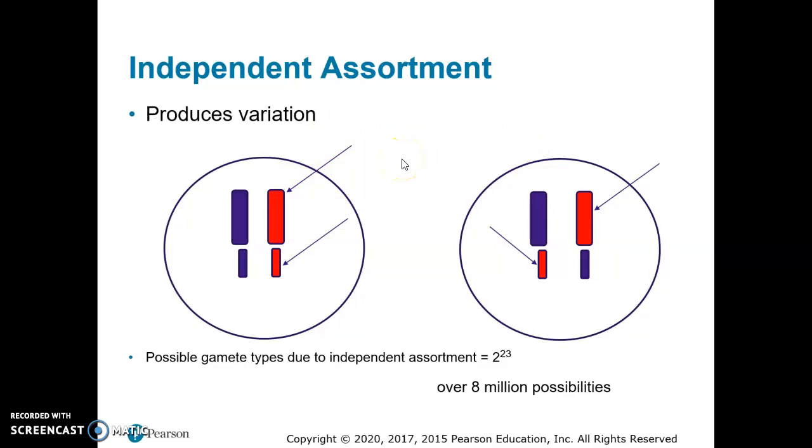And when you calculate that out for all of the chromosomes that we have, since we have 23 pairs of them, you can figure out how many different kind of gametes you could make. It's 2 to the 23rd power. That's over 8 million possibility of gametes that you can possibly make by this process alone, called independent assortment.